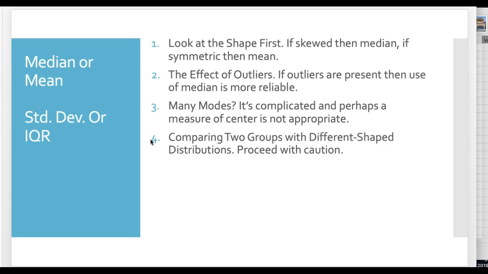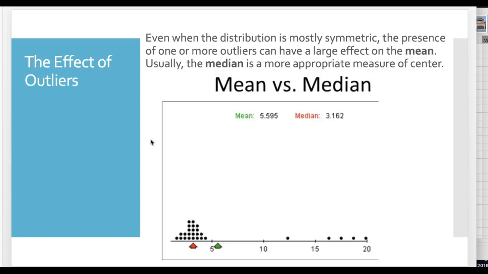Cereal for middle, lower, top shelf, and the sugar amounts. I mean, when we saw those dot plots, they were all very different, right? They're all very different. So it says you should be very careful in comparing those two distributions.